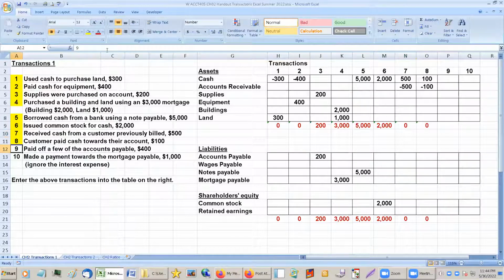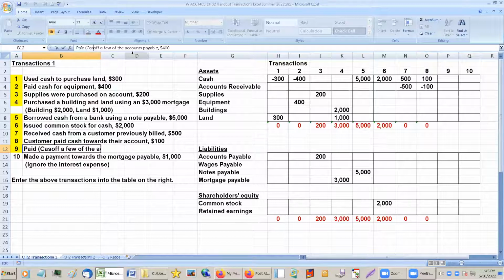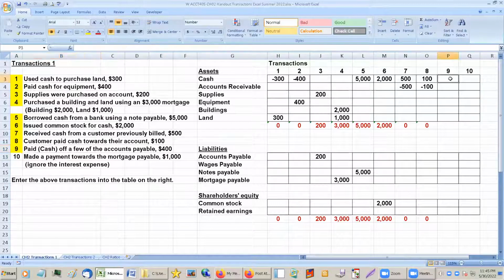Paid off a few of the accounts payable. Okay, so this is us paying off the accounts payable. So we paid them with cash. Magic word paid tells you that it's cash.